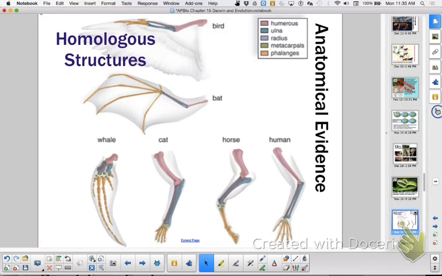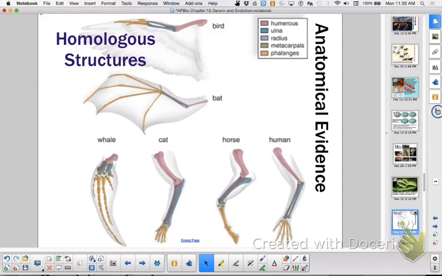Homologous, like homologous chromosomes, means the same. Okay? So homologous structures have the same anatomy. For instance, on us, this is our humerus, radius, ulna. Radius is what comes up from your thumb, then your ulna, carpals, metacarpals, phalanges. Okay? You can find this also in a bat: humerus, radius, ulna, carpals, metacarpals, phalanges.